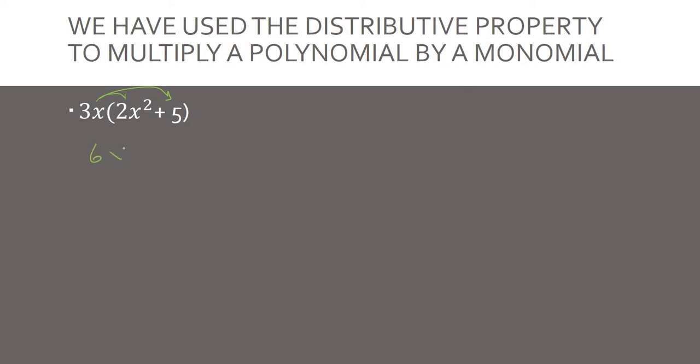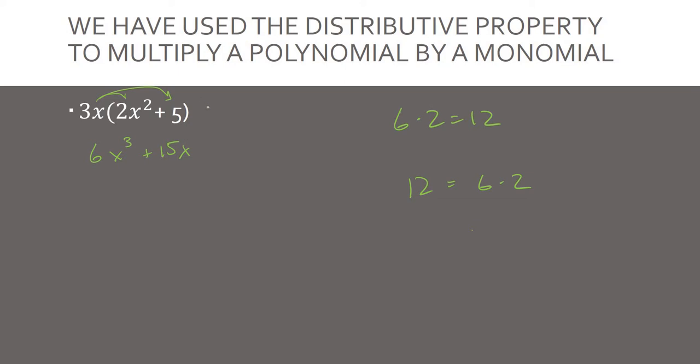We would get 6x cubed plus 15x. So that's multiplying. Factoring is the inverse of multiplying. So let's think about that for a minute. If I have you multiply 6 times 2 to get 12, that's multiplication. If I ask you to factor 12, you write that the factors of 12 are 6 times 2. So factoring is really undoing multiplication.